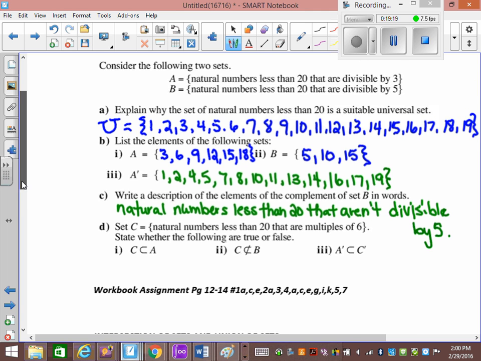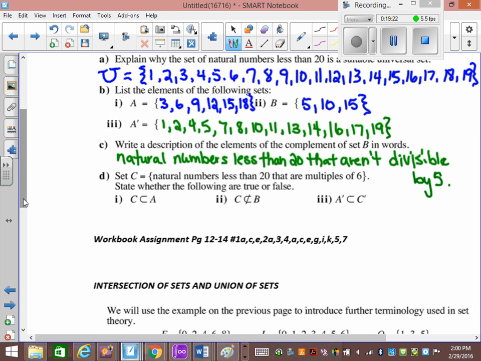So C are the natural numbers less than 20 that are multiples of 6. Multiples of 6 start off at 6. So we'd have 6, then 6 more, so 12, then 6 more, 18, and then we're done. That's all there is because we're natural numbers less than 20, right? So which of the following are true? Are they true or false? Is C a subset of A? Is everything in C in A? Here's C, here's A. Is 6 in A? Yes. 12 in A? Yes. 18 in A? Yes. Does it matter that A has extra? No. C is a subset of A. That's true.